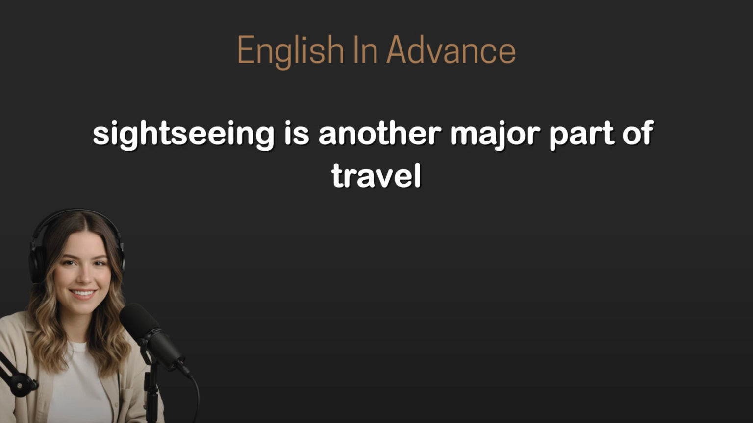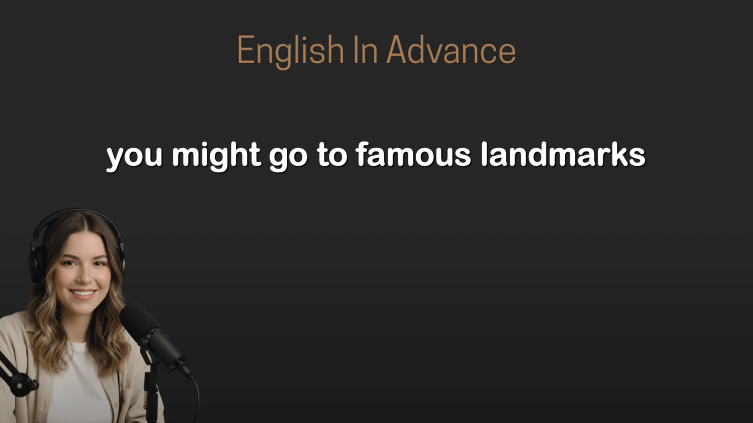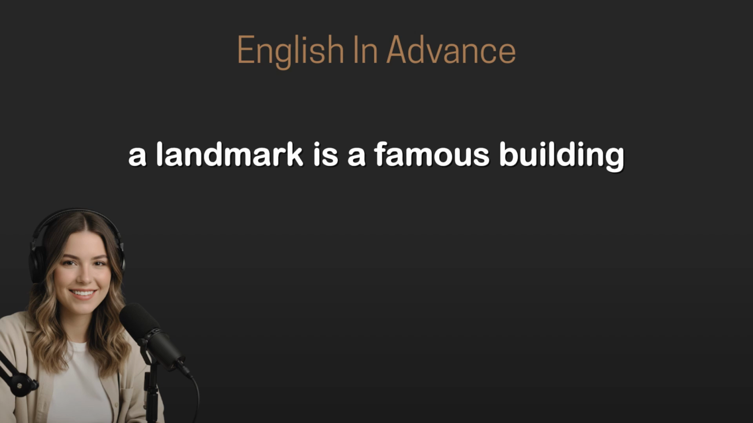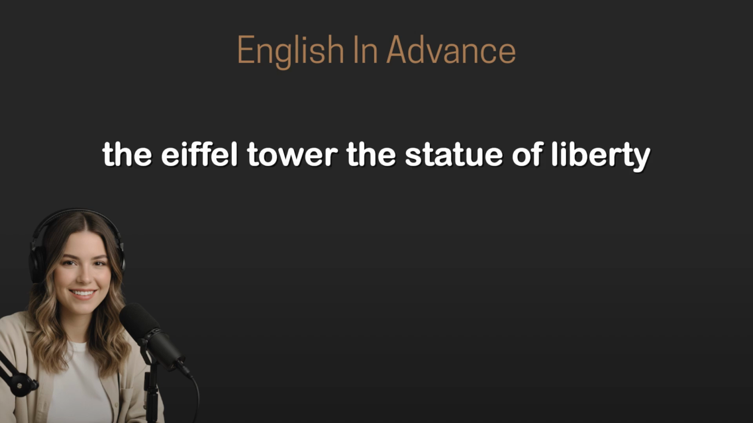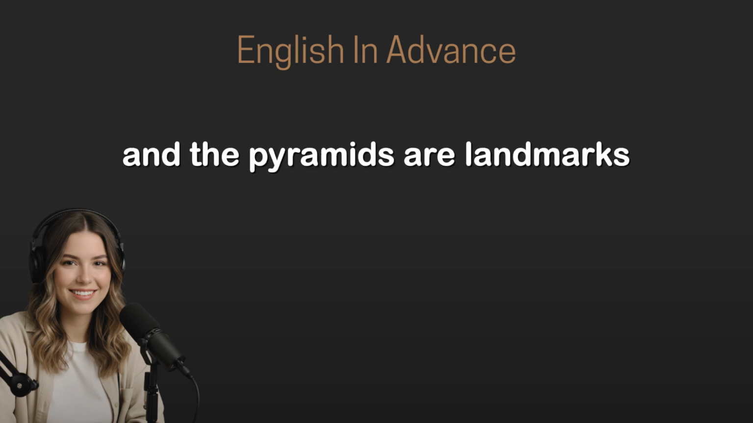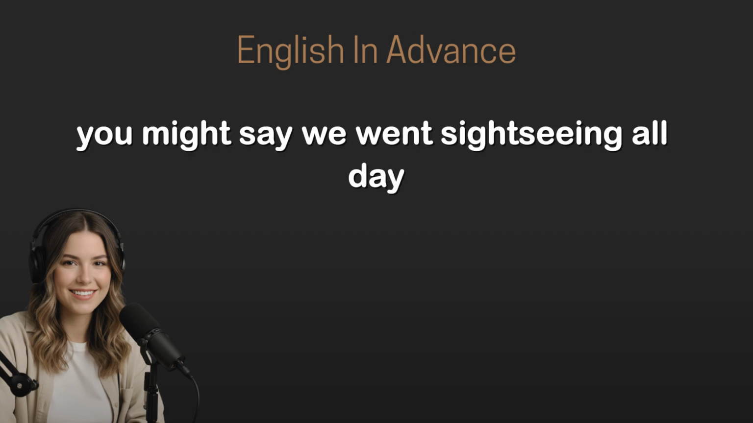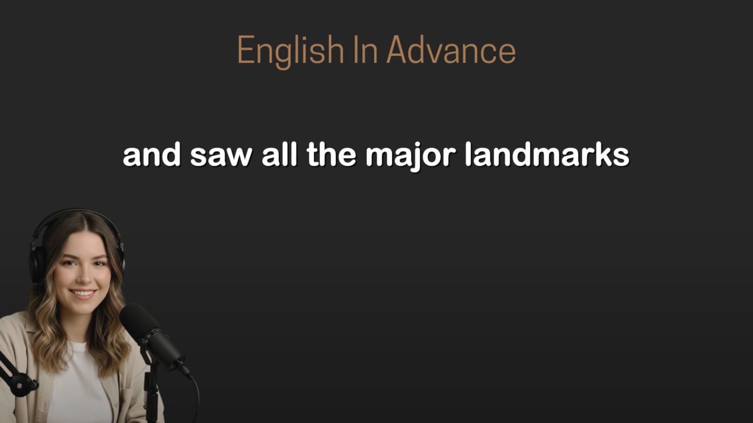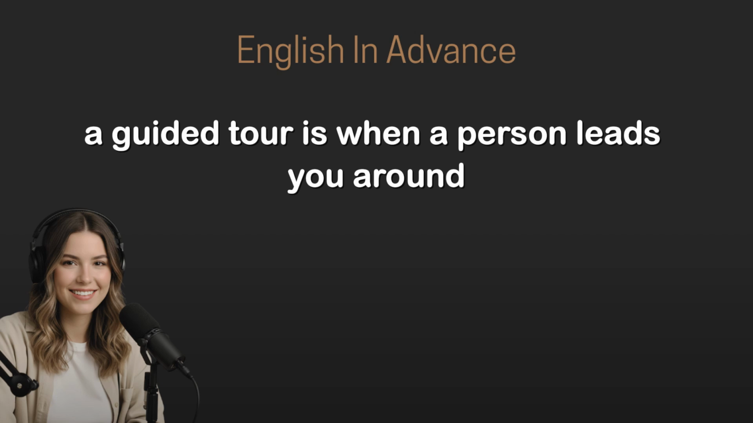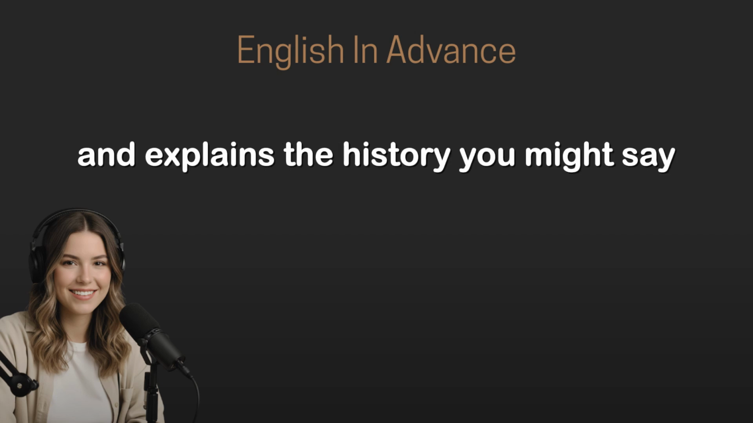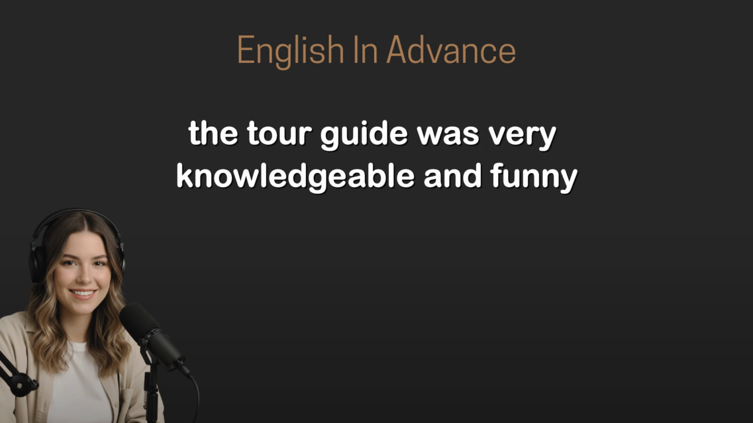Sightseeing is another major part of travel. You might go to famous landmarks. A landmark is a famous building or object that you recognize. The Eiffel Tower, the Statue of Liberty, and the pyramids are landmarks. You might say we went sightseeing all day and saw all the major landmarks, or we took a guided tour. A guided tour is when a person leads you around and explains the history. You might say the tour guide was very knowledgeable and funny.